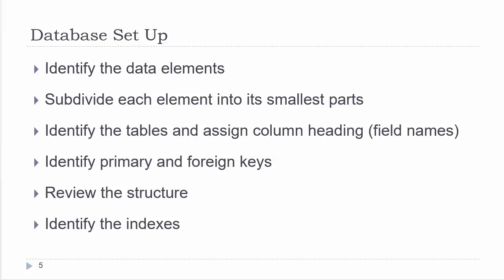So how do we set up a database? The first thing we do is we need to identify the elements, subdivide the elements into the smallest parts, identify the tables, and assign column headings, which are called fields, identify primary and possibly foreign keys, review the structure, and identify indexes. We will not be working with indexes in this course.